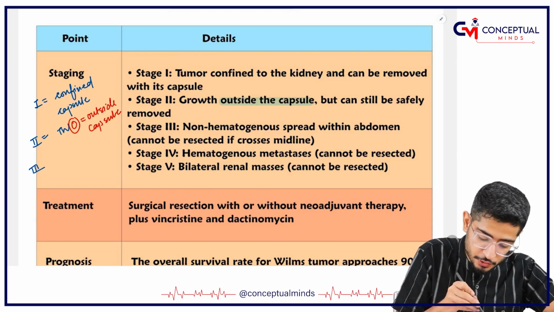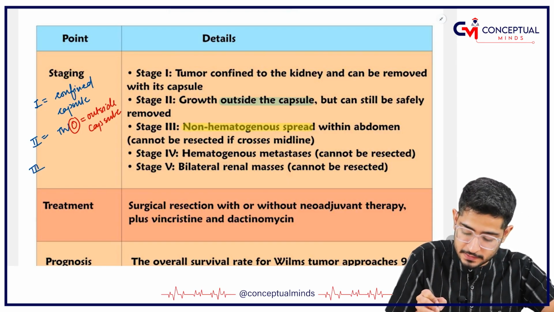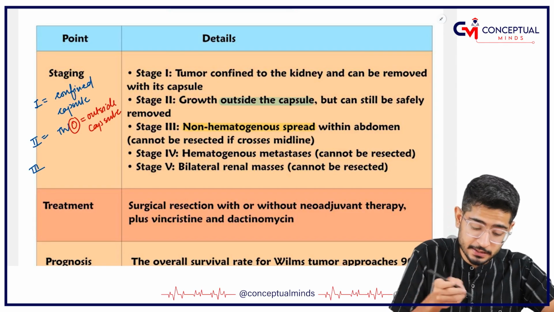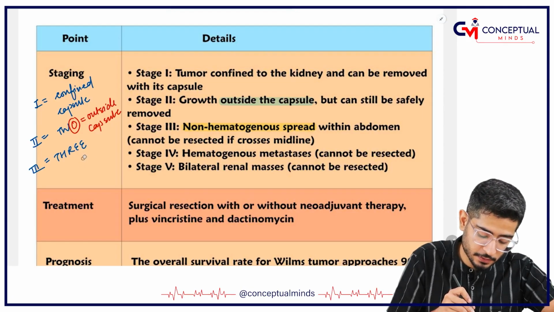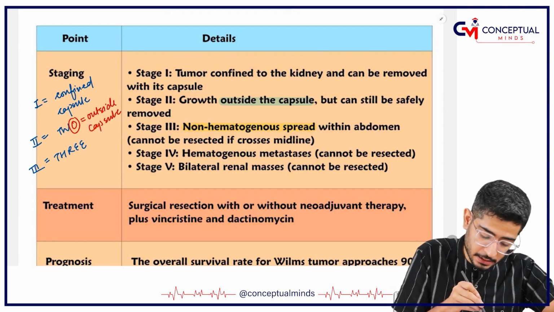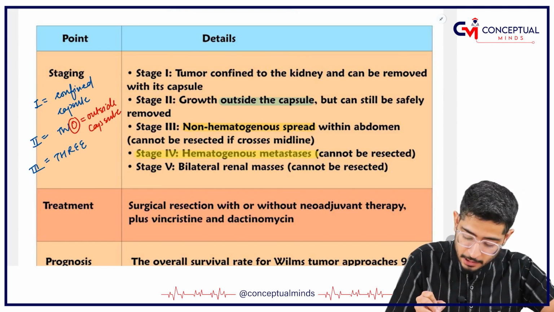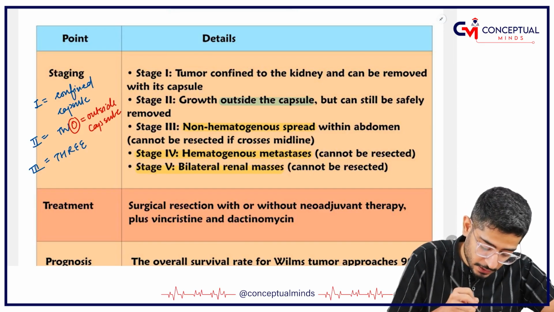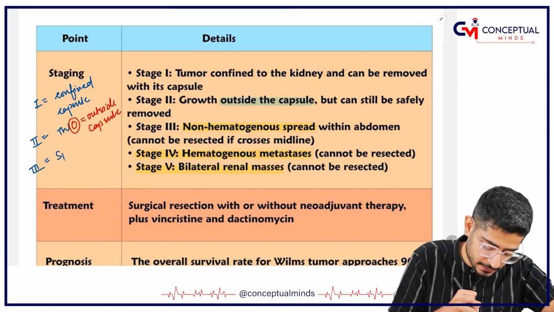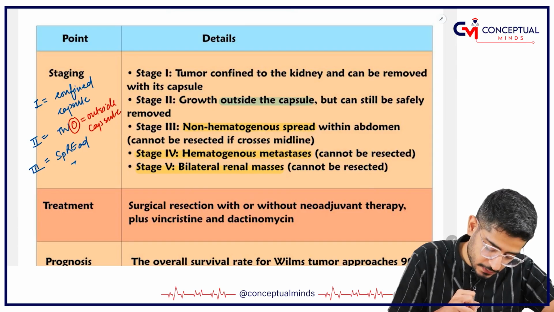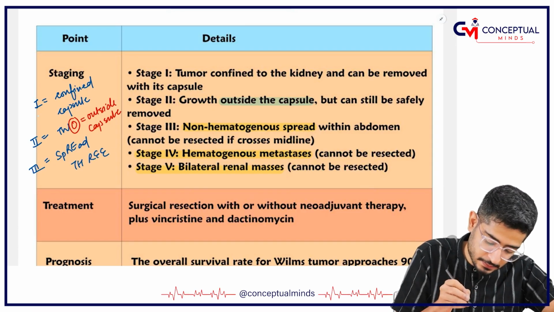What about 3? So 3 means there is non-hematogenous spread within the abdomen. It is going to spread. And in 4, what is going to happen? There is hematogenous metastasis, and in 5, there is bilateral renal mass. So 3, it has got spread, but within the abdomen only. So THREE, and this spread is also going to have RE.